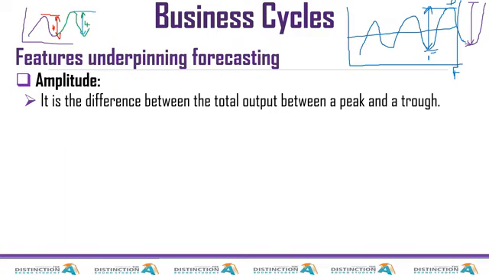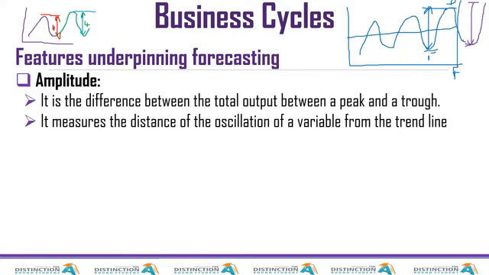Of course, we are not going to be 100% accurate. Like if I'm going to show you moving average as well, you will see that we are not going to be 100% accurate all the time, but just like the geologists as well, sometimes they tell you it's going to rain and it never rains, or it actually does the opposite. Okay, so all these things, they are not 100% accurate, but they can help us to predict, if I may say. So it is the difference between the total output between a peak and a trough.